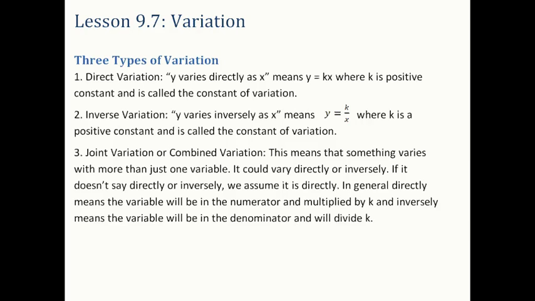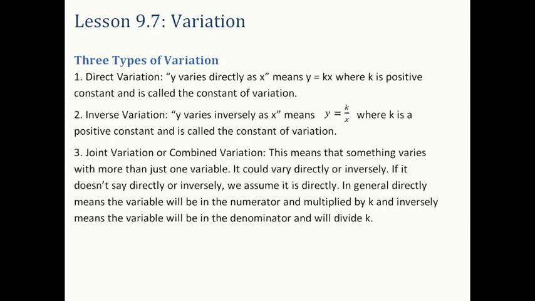The next type of variation is inverse. We'll read that as y varies inversely as x, or whatever variable that they put in there. This means that y equals k over x, so this is a rational equation, where k is still a positive constant and again called the constant of variation. In varies inversely equations, as x increases, y will actually decrease because you're making the denominator larger, which makes the y value smaller.